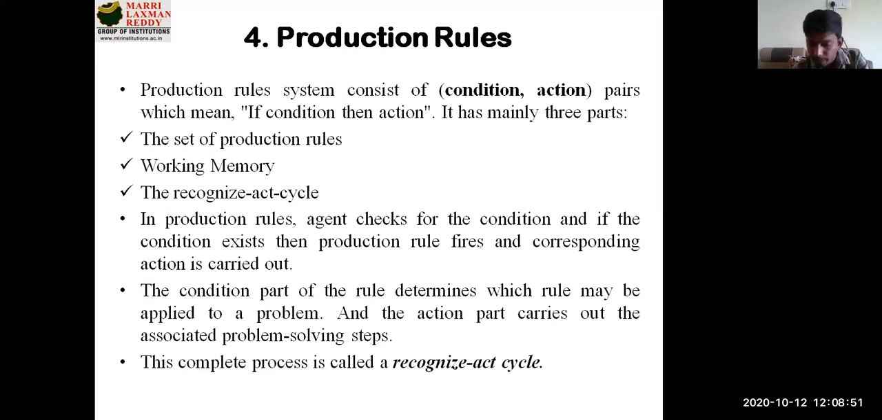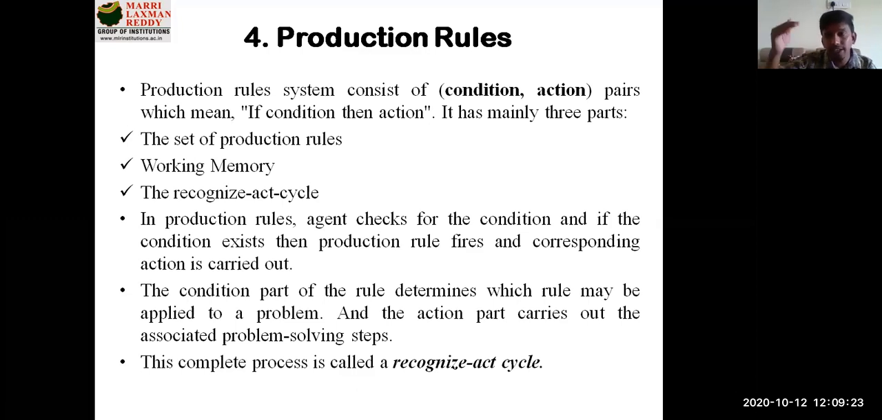Okay, so finally we'll come to the last representation approach, that is production rules. This is not part of our syllabus, but let's try to understand what actually this is, according to the different types of representation. It consists of a condition and an action pair, which means if condition then action. That is similar to your implication, that is if-then rules. Then it will try to understand what the condition is and what action can be taken.